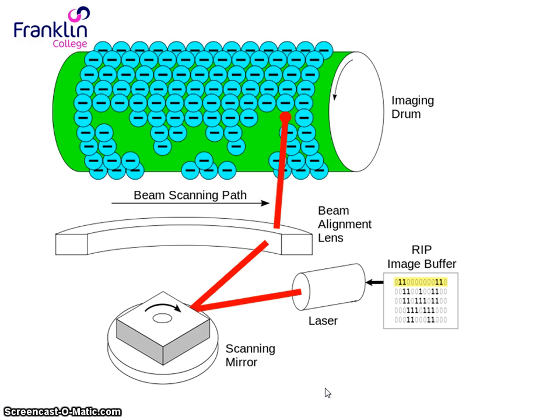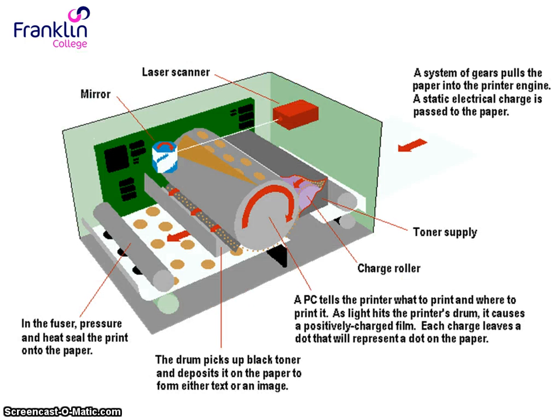So toner is also given a charge, and as this charged drum rotates, it picks up toner. This diagram represents this a little bit more. We can see in the middle the rotating drum, and we've got the toner supply here. So as this drum rotates, the charged drum picks up the toner.